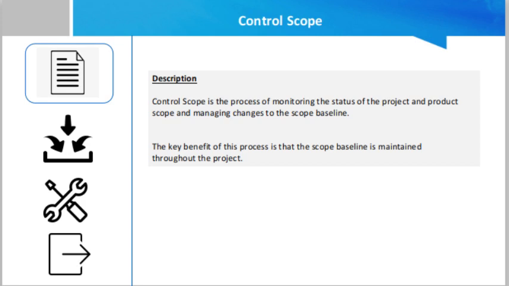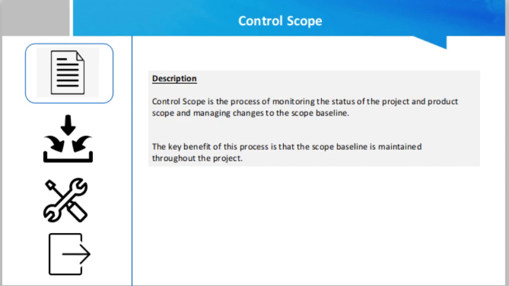Friend, the control scope is a process that is probably one of the most crucial in maintaining the scope baseline and changing the scope baseline whenever necessary. The project managers will mainly look to avoid scope creep, which is a process where the scope is expanded in an uncontrolled manner. Control scope is the process of monitoring the status of the project and product scope and managing changes to the scope baseline.